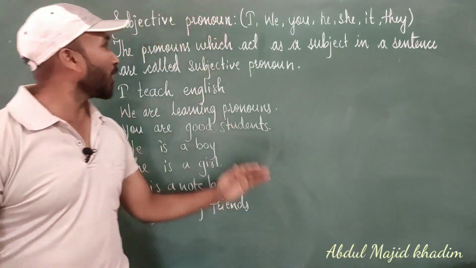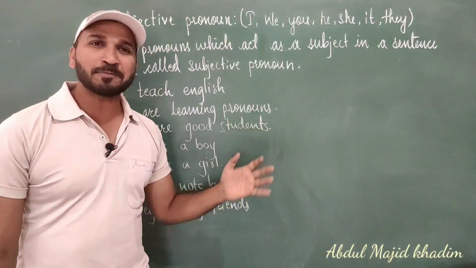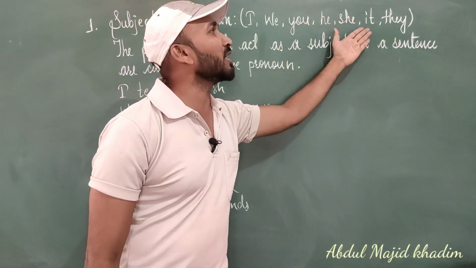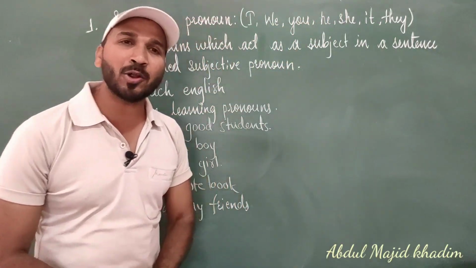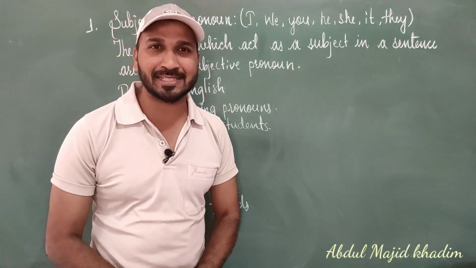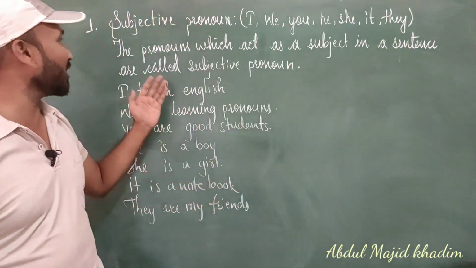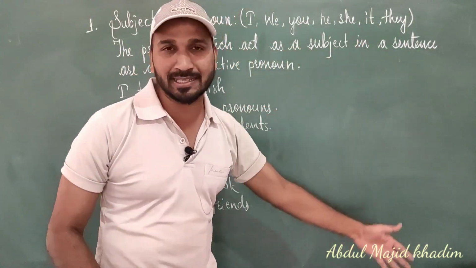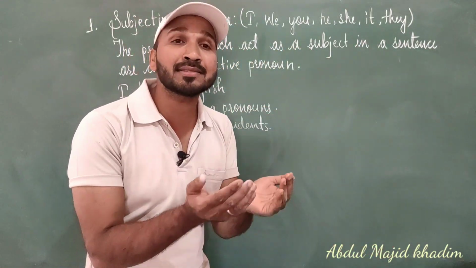The first type of pronoun is subjective pronoun. So subjective pronouns are I, we, you, he, she, it and they. So these are called subjective pronouns. Why do we call them subjective pronouns? So the definition is here: the pronouns which act as a subject in a sentence.